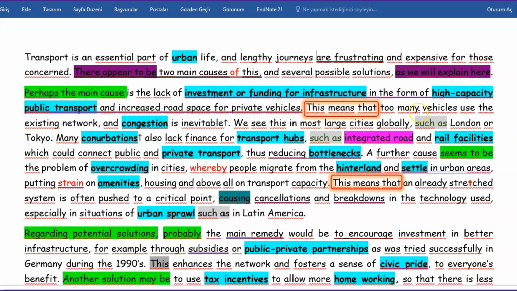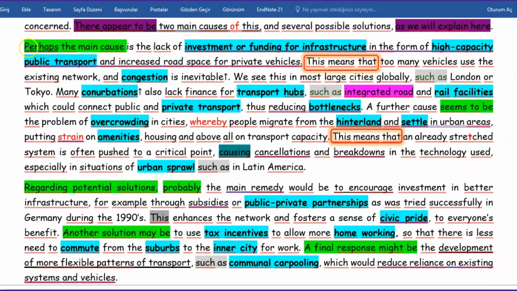The candidate prefers to use an impersonal style by writing there appear to be, there seems to be. He or she is going to present 2 main causes and then prepare several remedies for this situation. Also, the candidate shows the examiner what he or she is going to write in the next paragraph. This is important, as we will explain here.